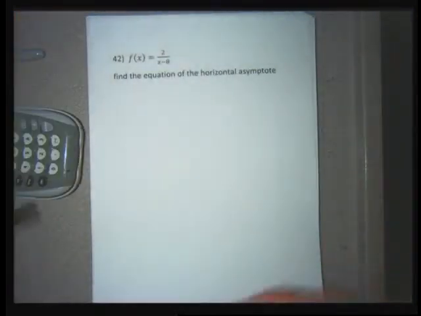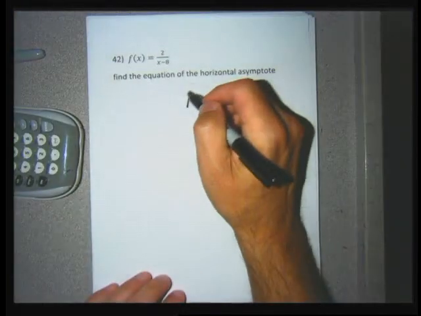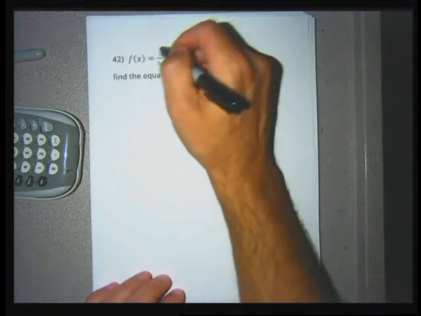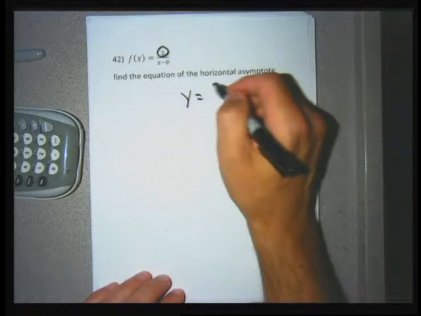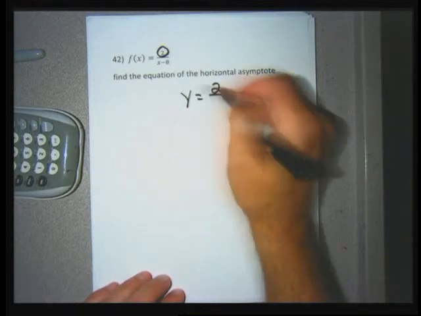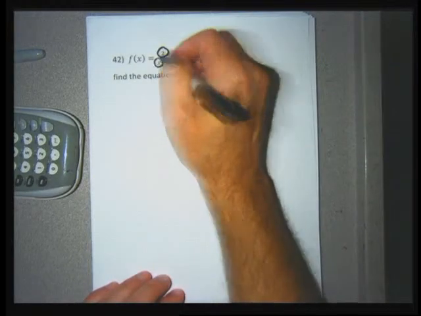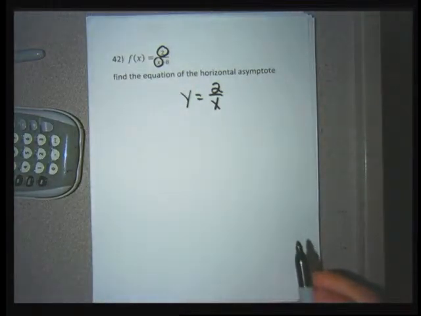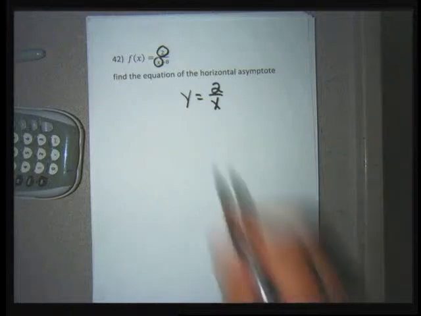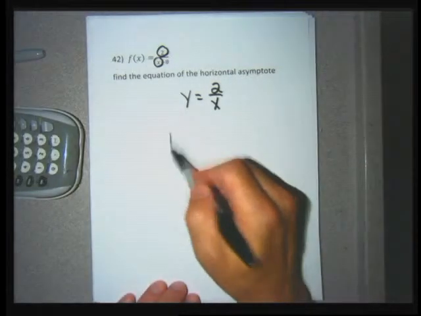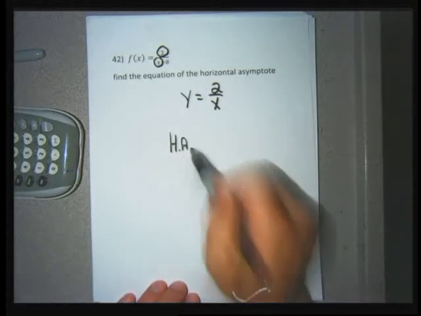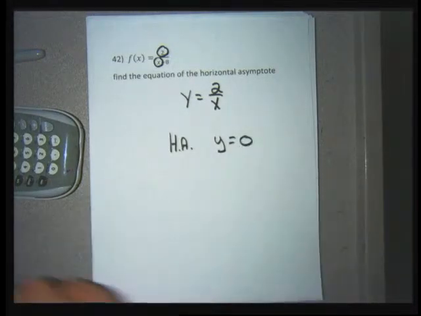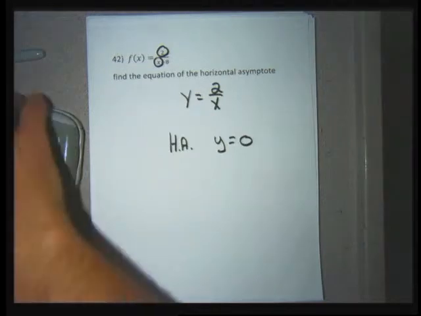For 42, I take the denominator, set it equal to 0. Whoops, I'm sorry. Wrong problem. I write y equals. There's no x term in the numerator, so I have to take 2 for the numerator of my fraction. And the highest powered x term in the denominator is x. That fraction doesn't reduce. I still have an x in the denominator. So the horizontal asymptote, which I usually write like this, HA, is going to have the equation y equal to 0, or the x-axis is going to be the horizontal asymptote.